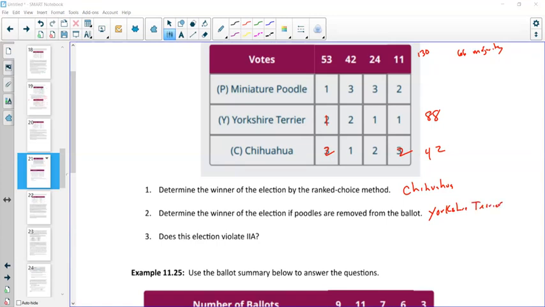Does the election violate IIA? Yes, it does. We removed the poodle and we changed winners.